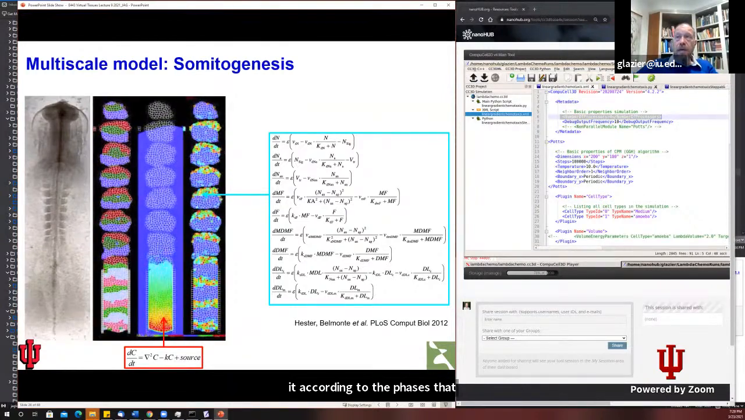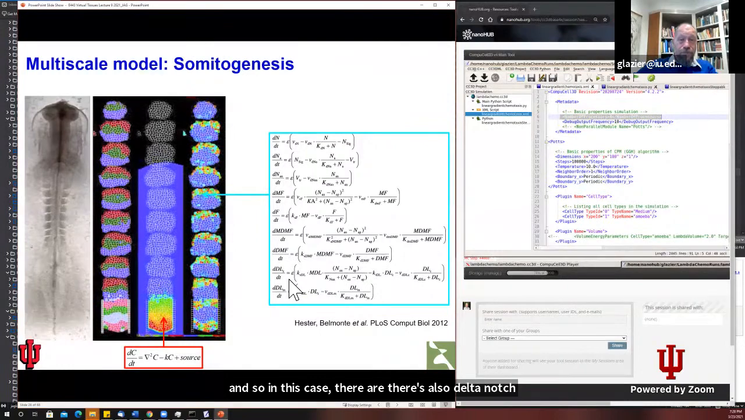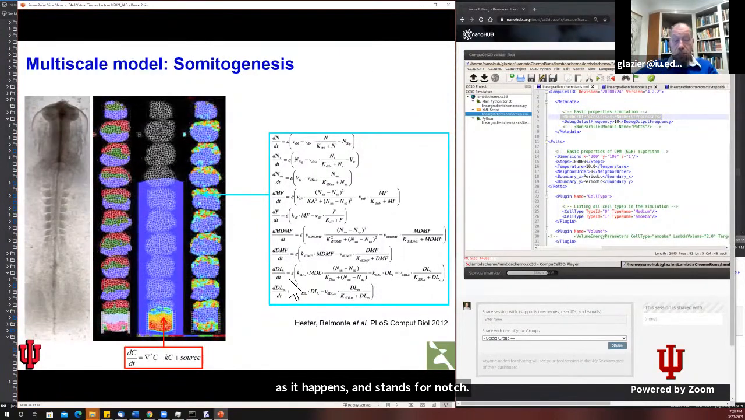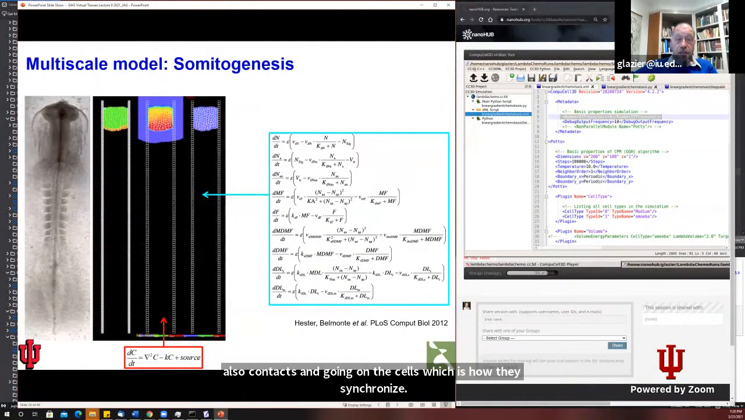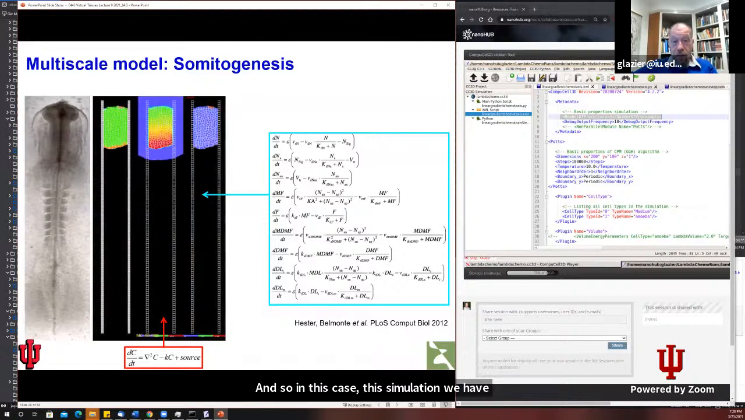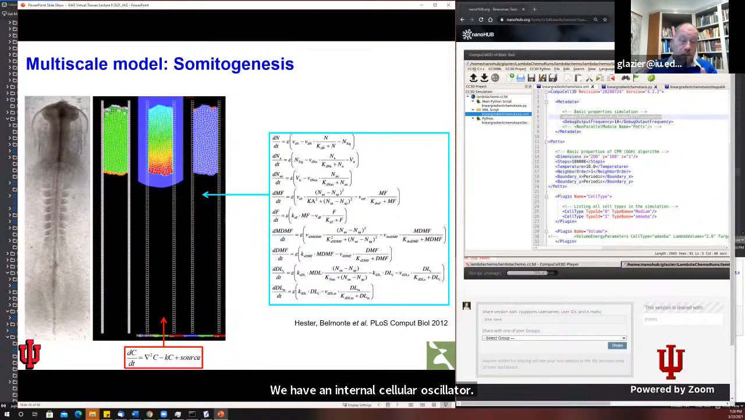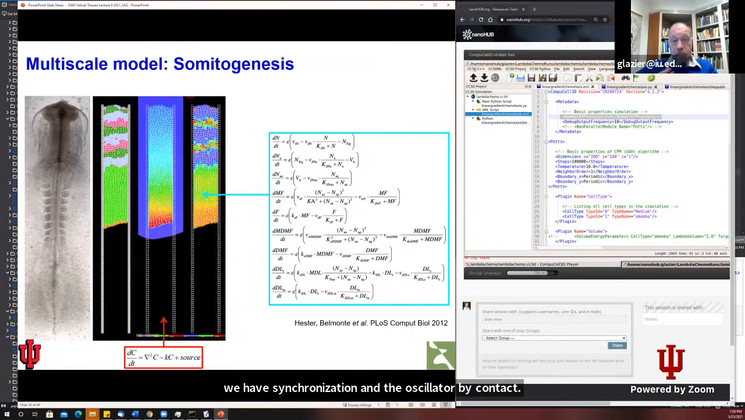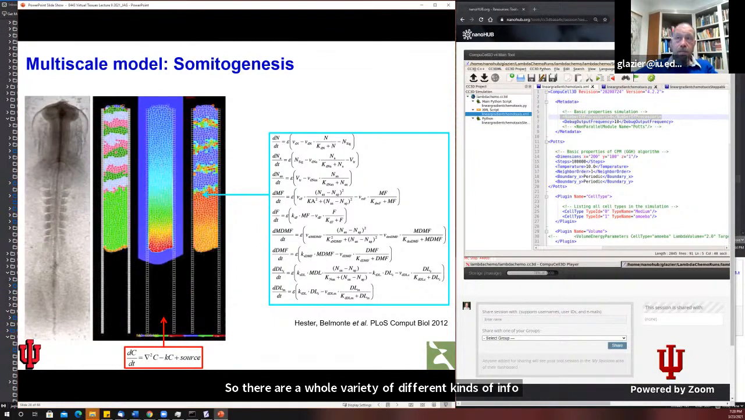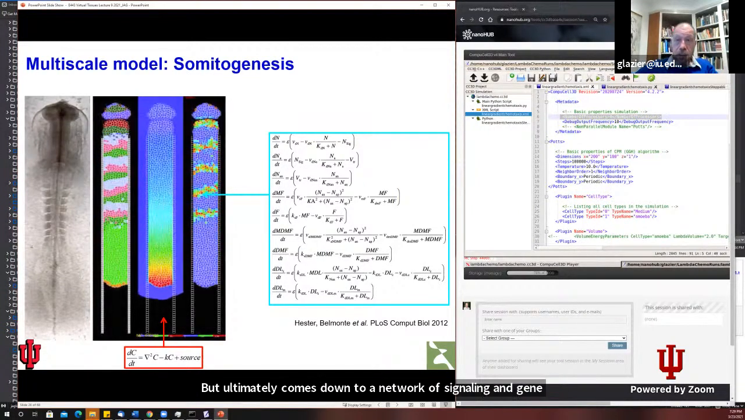And in this case, there's also Delta-Notch, as it happens. N stands for Notch. There's also contact signaling among the cells, which is how they synchronize. So in this simulation, we have an external chemical field that's modulating the cell behavior, we have an internal cellular oscillator, and we have synchronization of the oscillator by contact. So there are a whole variety of different kinds of information flow in this system, but ultimately it comes down to a network of signaling and gene regulation inside of each cell.